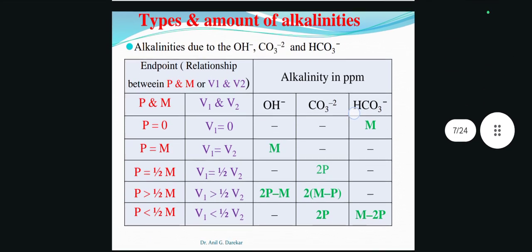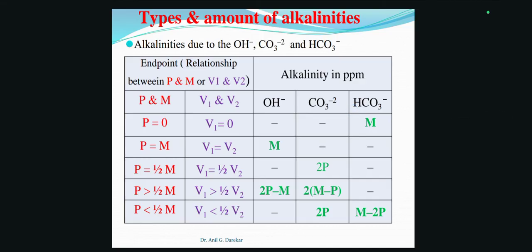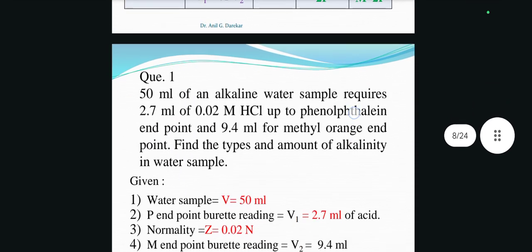Along with these two formulae, we need to know this table, because this table will give you the idea about the types and amount of alkalinities. So for finding the types and amount of alkalinities, first we have to find the values of P and M, and the P and M values we will get from the formulas that we have seen just now. Once we get the values of P and M, we can find the relationship between P and M, and from that relationship we can identify the types, and from the types we are able to find the amount. So let us proceed toward one example.